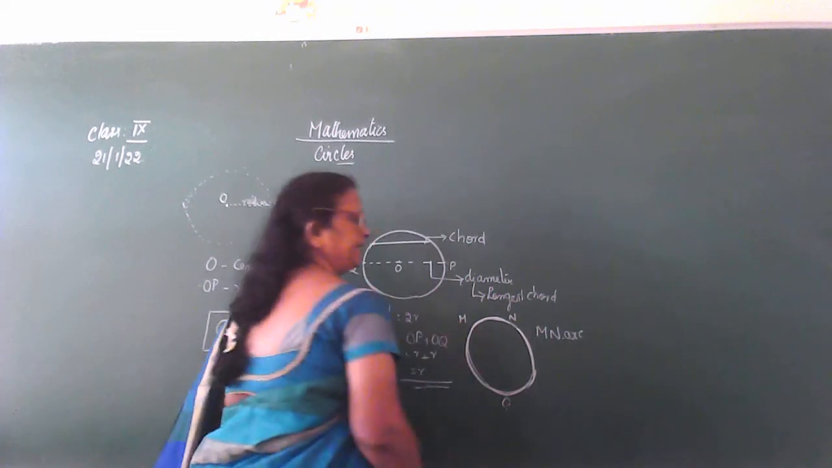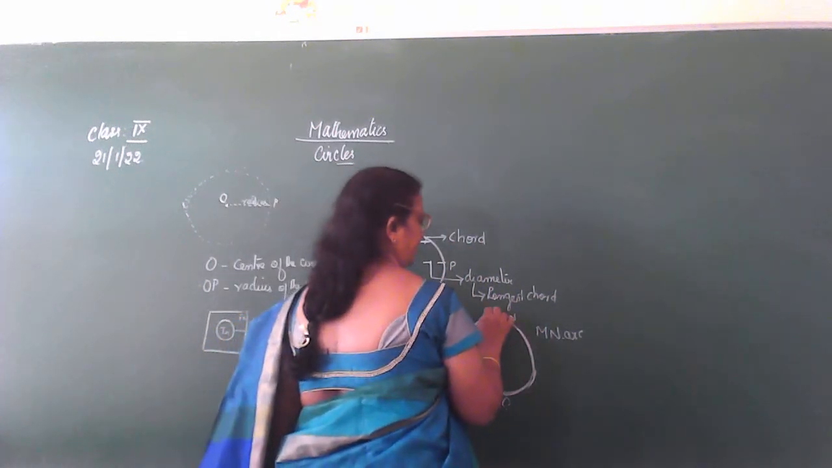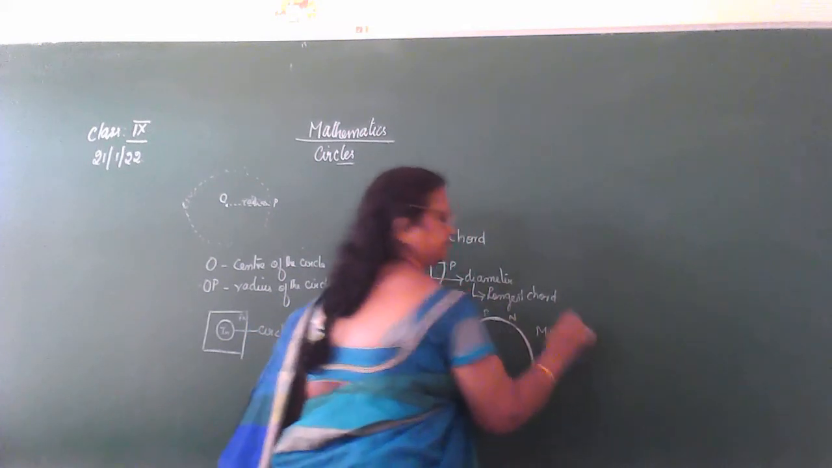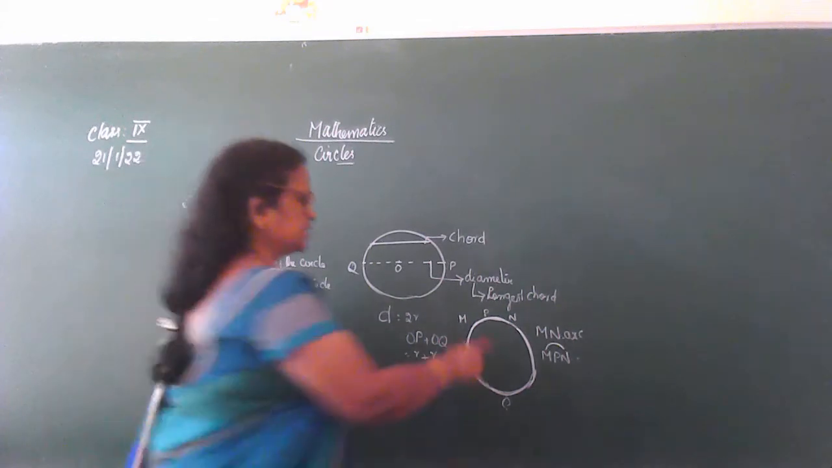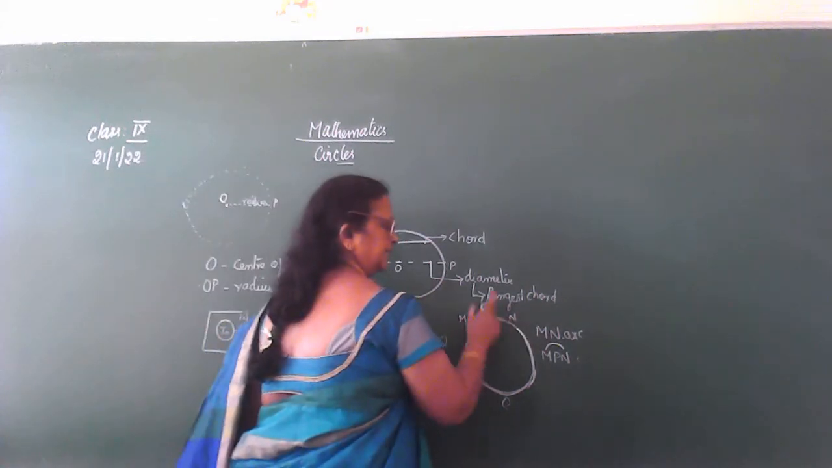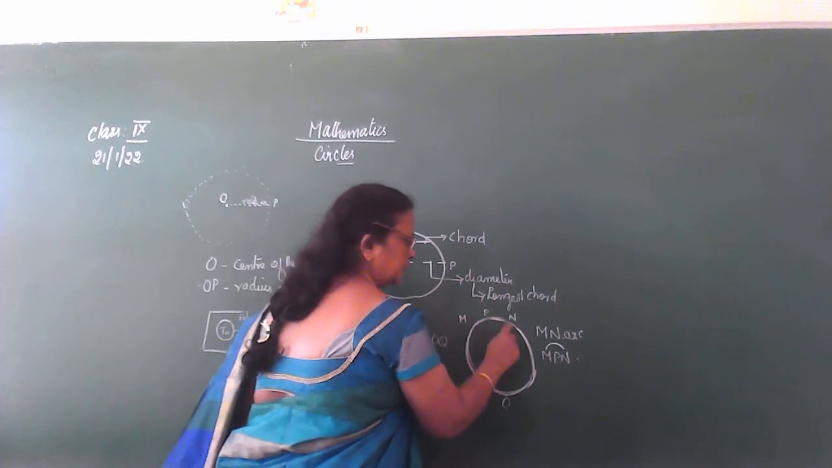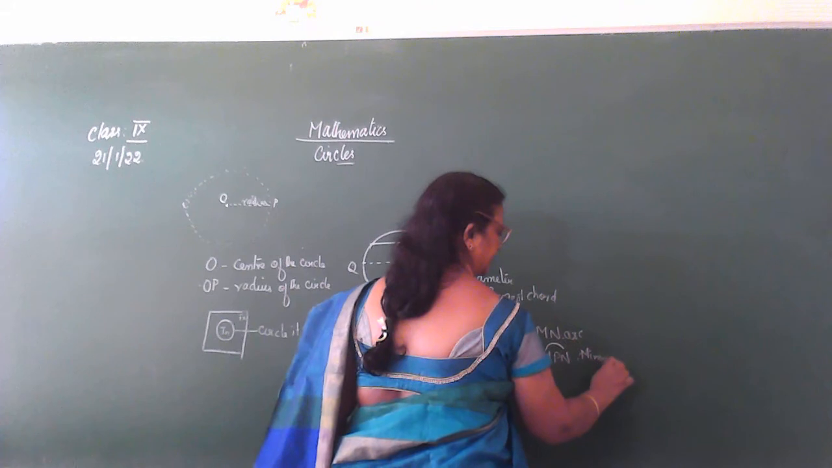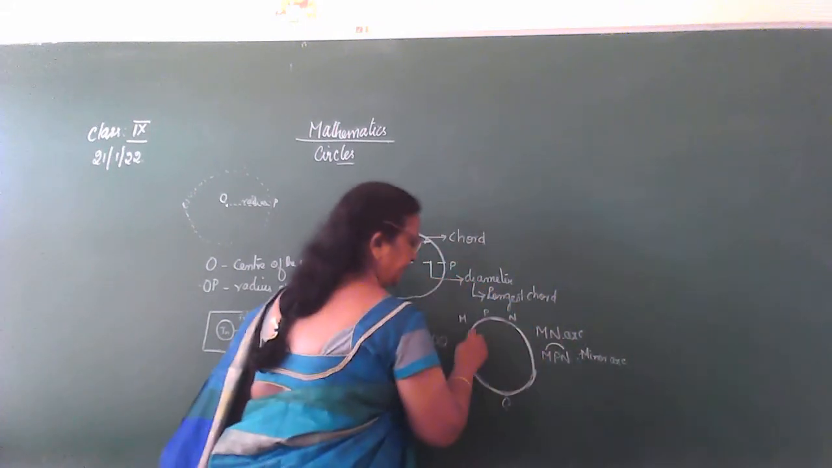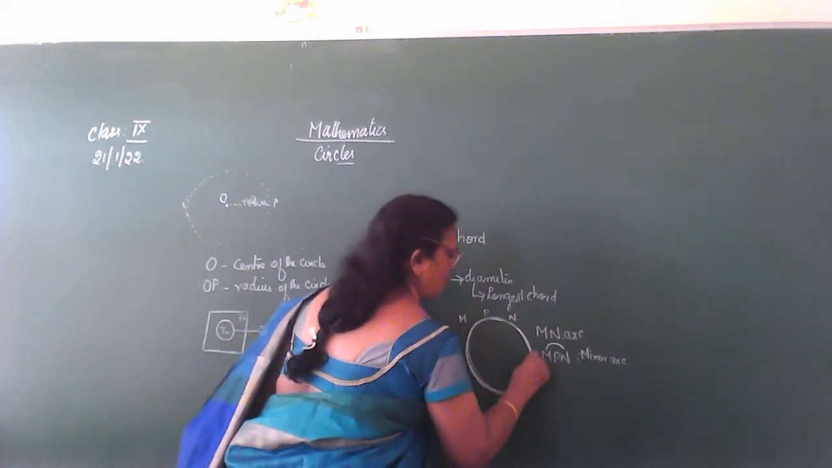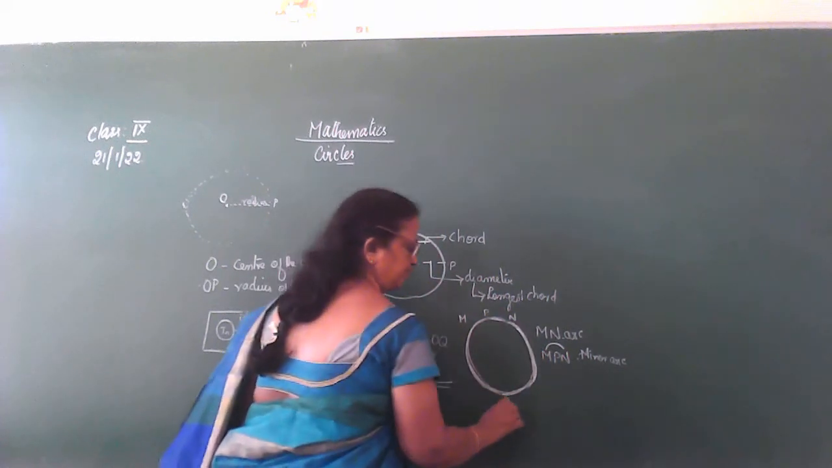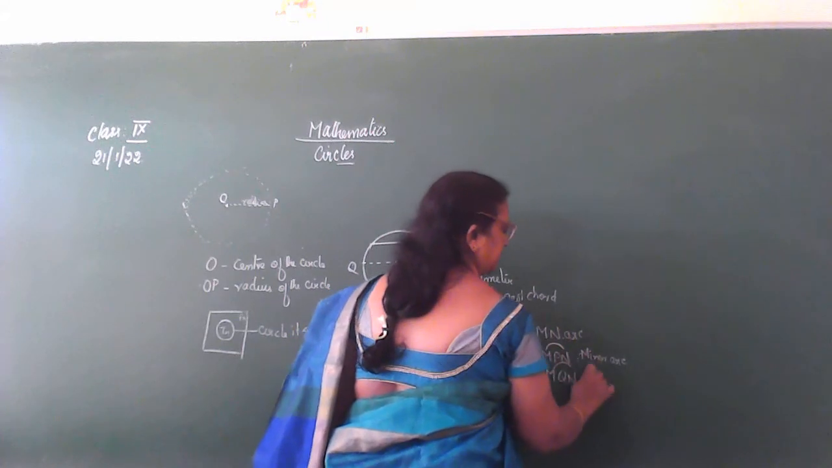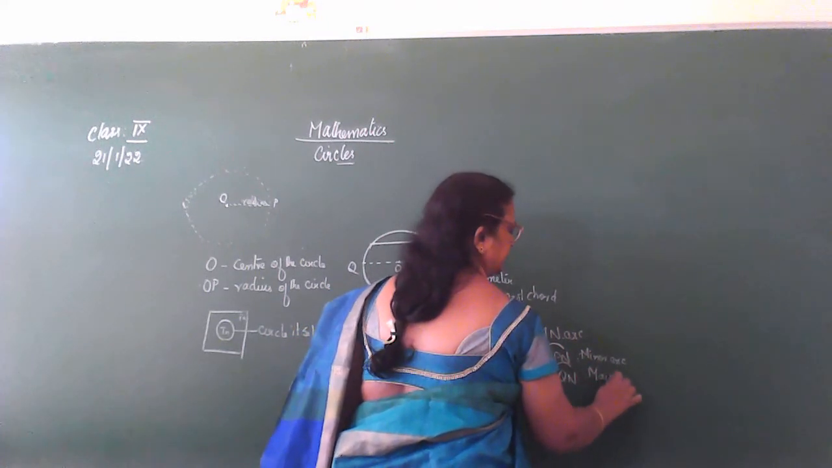Okay. If I consider MPN, that is the arc, only the smallest portion of the complete circle. So you can say this is the minor arc. And the remaining portion MQN is also an arc, but it is the major arc.